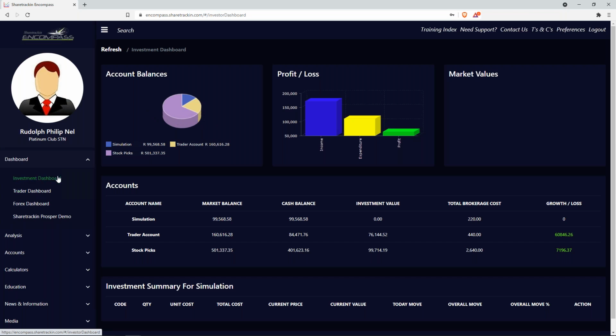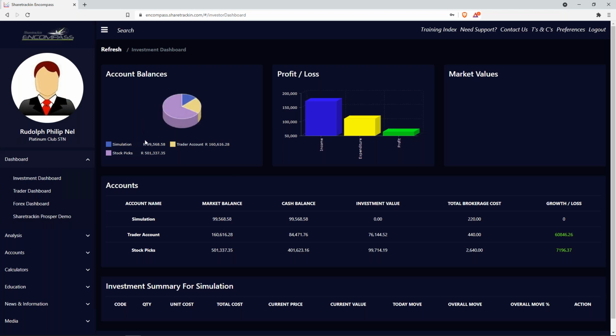All right. So on your dashboards, both of them, you will notice that the layouts are more or less the same. So we're only going to touch on the investment dashboard, where there's only a slight difference on the trader dashboard, which includes your leverages and margins. So on the investment dashboard, first of all, you get your account balances.